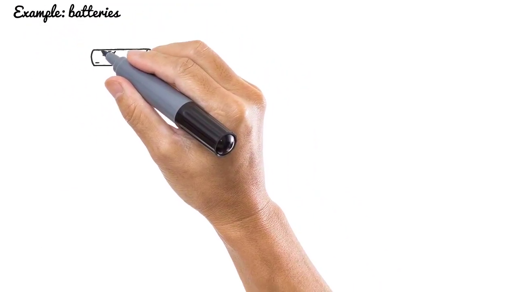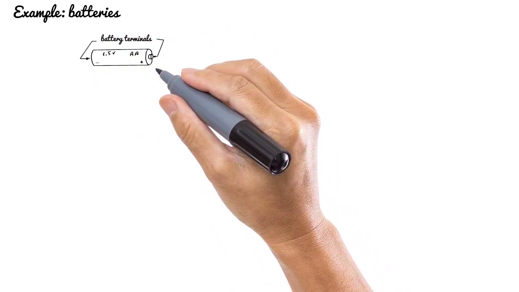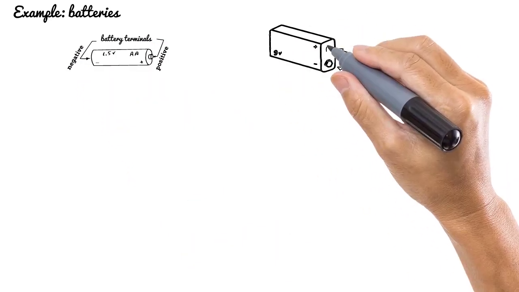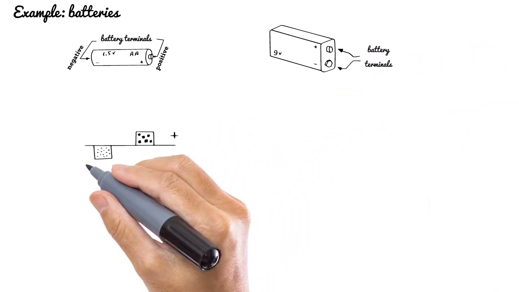Batteries always have two metal contacts named battery terminals. Positive terminal marked with plus sign and negative terminal marked with minus sign. I hope you can guess which terminal has a surplus of electrons in an operational battery.